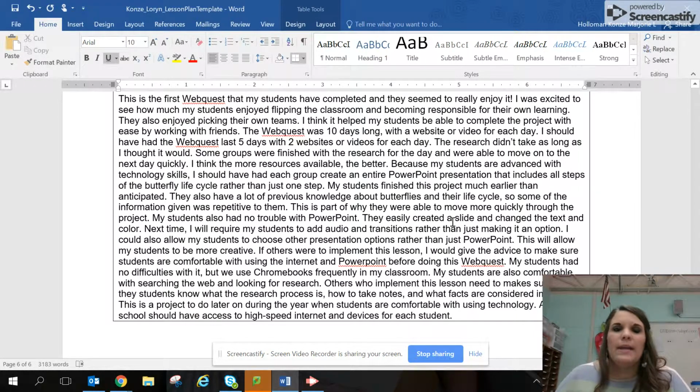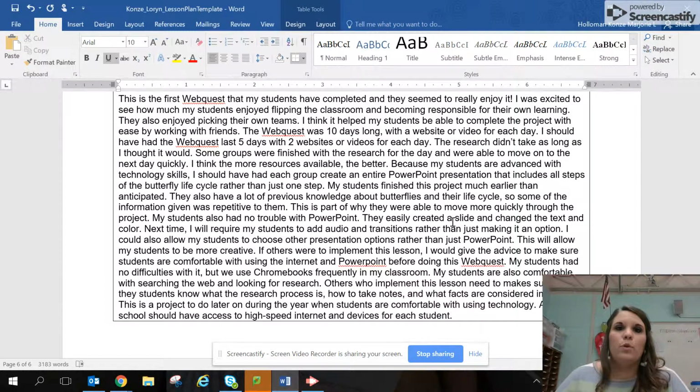They didn't have any difficulties with the web quest. I feel like I created a pretty simple, easy web quest for them to use. But like I said, using technology is not new to them. So others that do this will need to make sure that their students really know how to research, how to write down facts, not plagiarize. This is something that we've gone over, and we've done many research projects within my classroom.